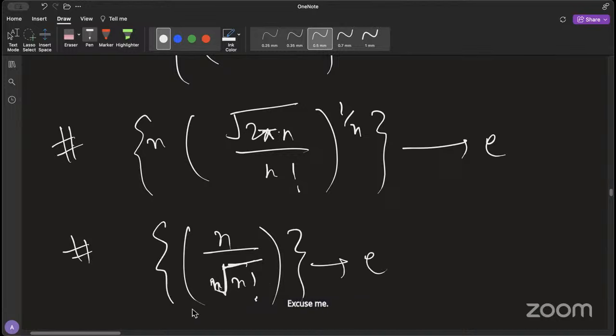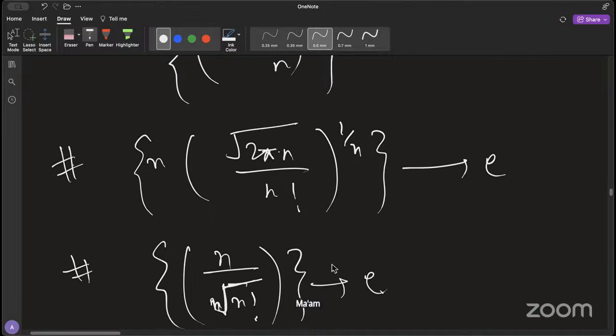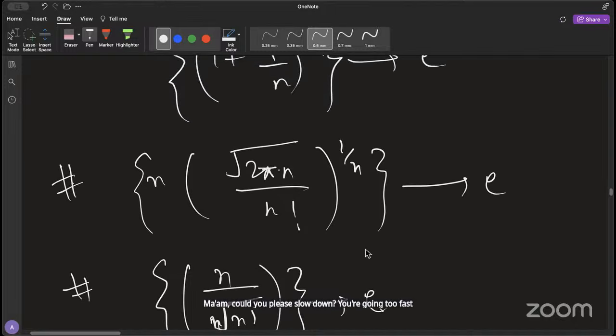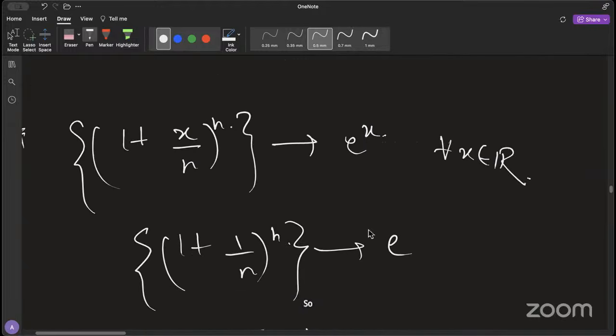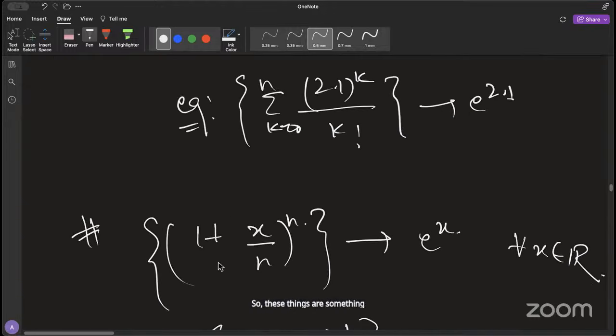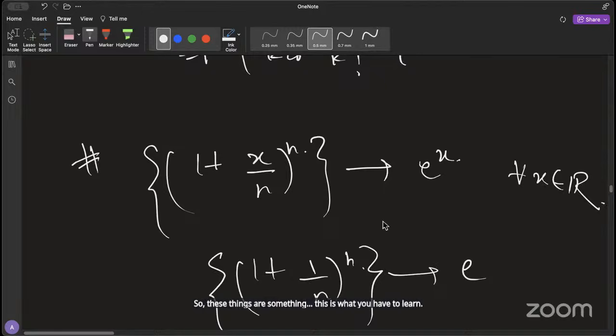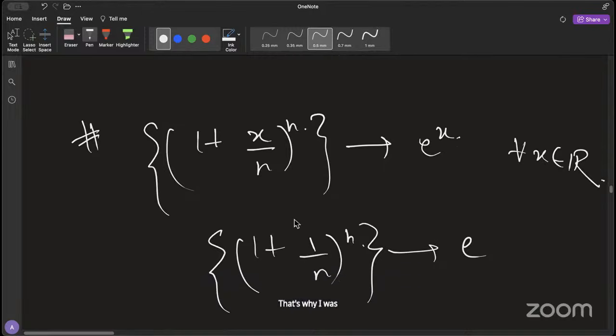Ma'am, could you please slow down? You're going too fast. Okay. These are just limits. This is what you have to learn. That's why I was going fast, because there's nothing to understand.